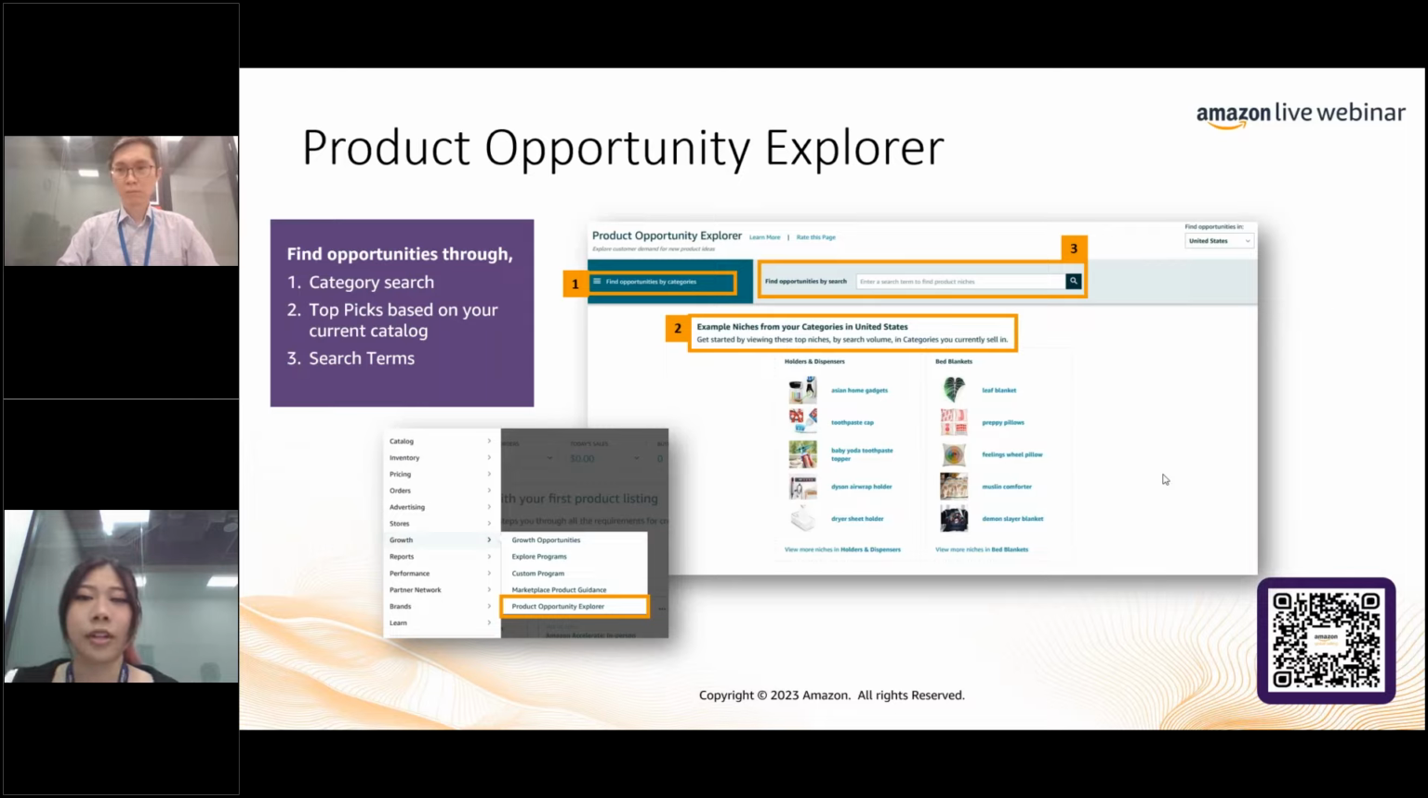Okay, and the third one would be, let's say if you already know what you want to sell, like I mentioned earlier on, for example, stainless steel water bottle. You can type stainless steel water bottle in the search and it'll populate the results for you directly.